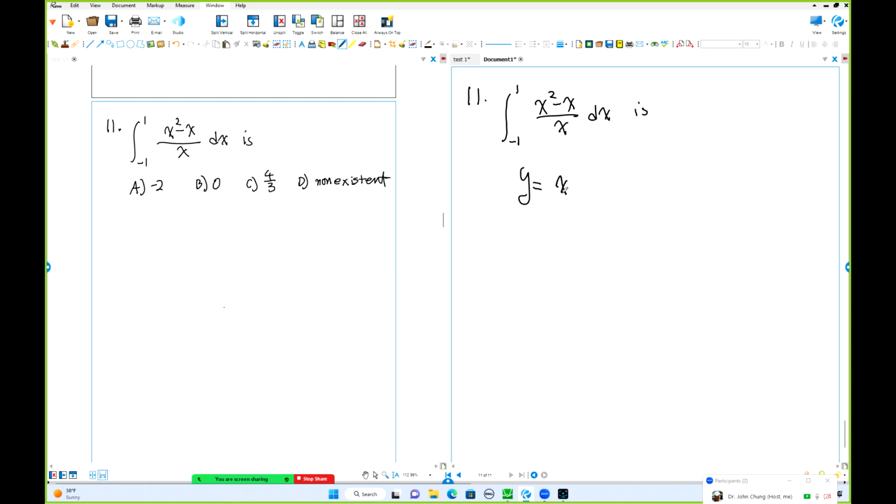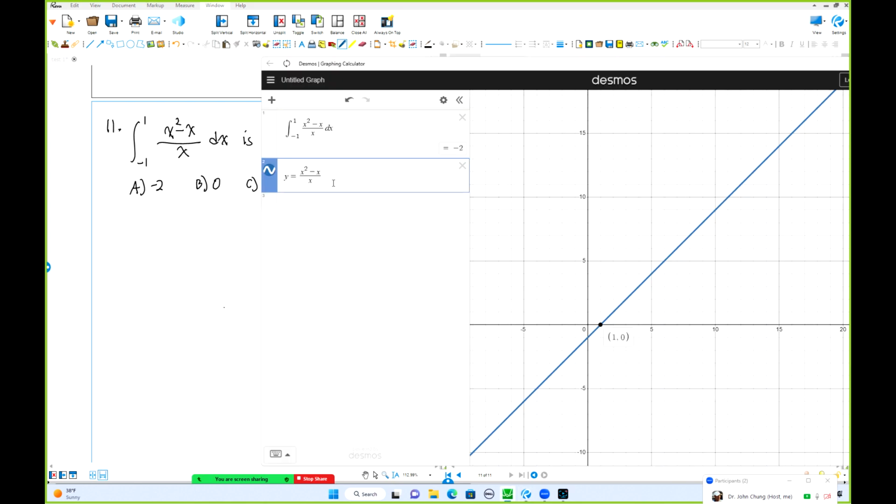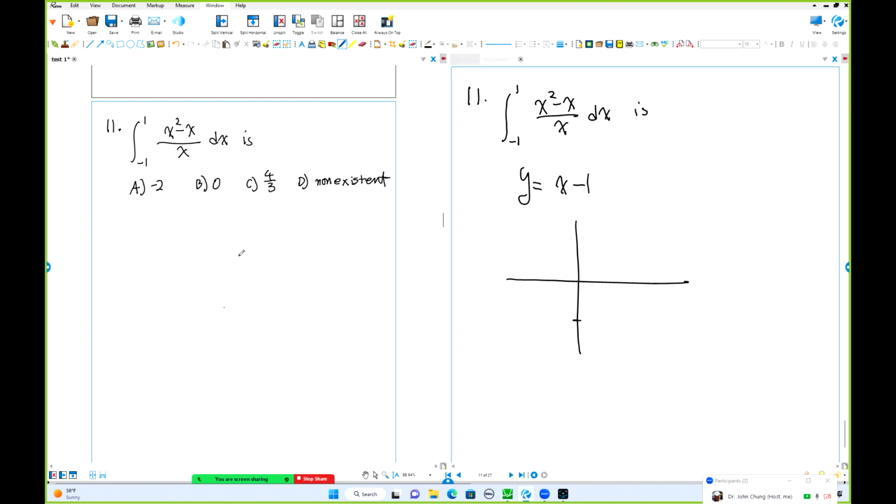X squared over x is x minus 1. This is the graph. Yes, x minus 1, that's correct. So we're going to take the integral from negative 1 to positive 1 over here, okay? But x equals 0 over here, right? That's still undefined. Are you okay with this?